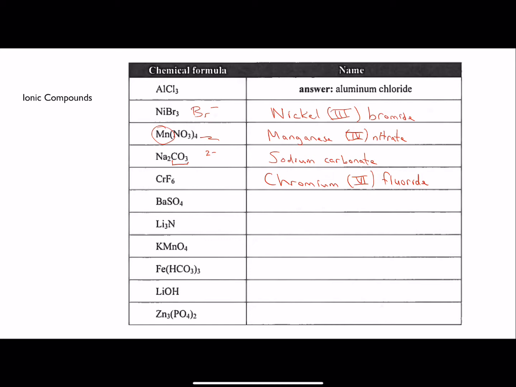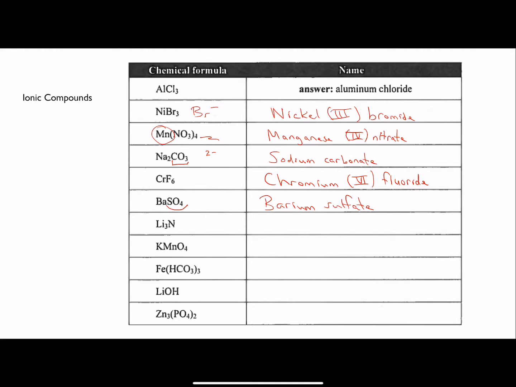The next one has barium as the cation, and sulfate as the polyatomic ion. So again, that's another polyatomic ion you must memorize, SO4, which has a 2- charge. Barium is an alkaline earth. It can only take on a +2 charge. So therefore, this must be barium sulfate.